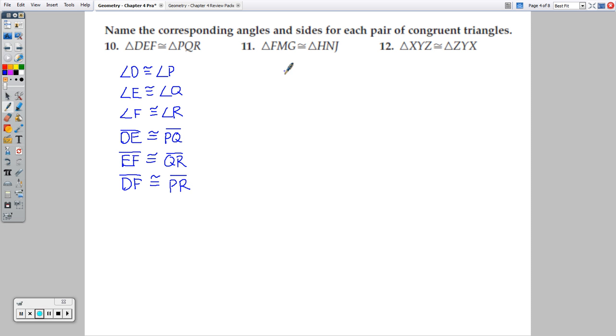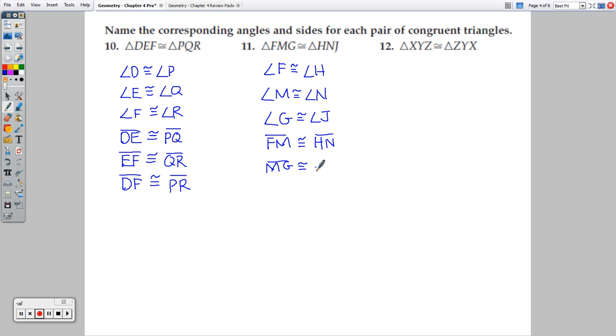Number 11, same sort of thing works. So this would be like this. Angle F is congruent to angle H. Angle M congruent to angle N. Angle G is congruent to angle J. And then first and second congruent to first and second. Second and third congruent to second and third. And finally first and last letter congruent to first and last letter over there.